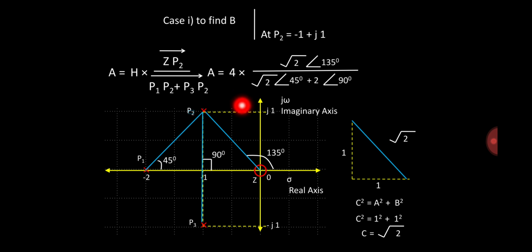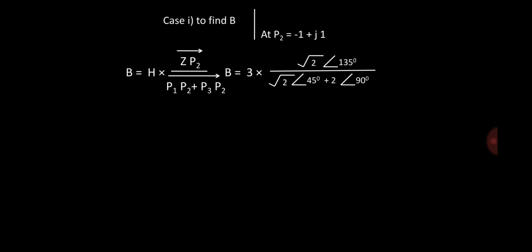So finally we got B is equal to root 2 angle 135 upon root 2 angle 45 plus 2 angle 90. So we can easily calculate B here. So 135 minus 45 minus 90, the angle will become 0. So the angle is 0, and this is root 2 upon root 2 into 3. We can also calculate it by using a calculator. So this root 2 will get cut. So finally B is equal to 3 by 2, B is equal to 1.5.